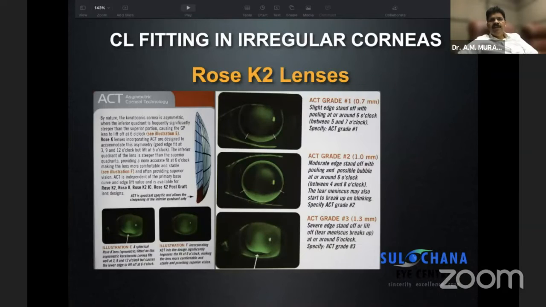This allows you to fit a contact lens beautifully in these cases of keratoconus. Another additional feature of the Rose-K2 lenses is called the asymmetric corneal technology. As we all know, most patients of keratoconus have inferior steepening, which causes a condition called edge standoff. You can see in the three pictures in the middle, at the bottom of the lens, pooling of the fluorescein, which indicates that the edge of the lens is standing off the cornea. The reason for that is the inferior cornea is steeper in these cases compared to the superior cornea.